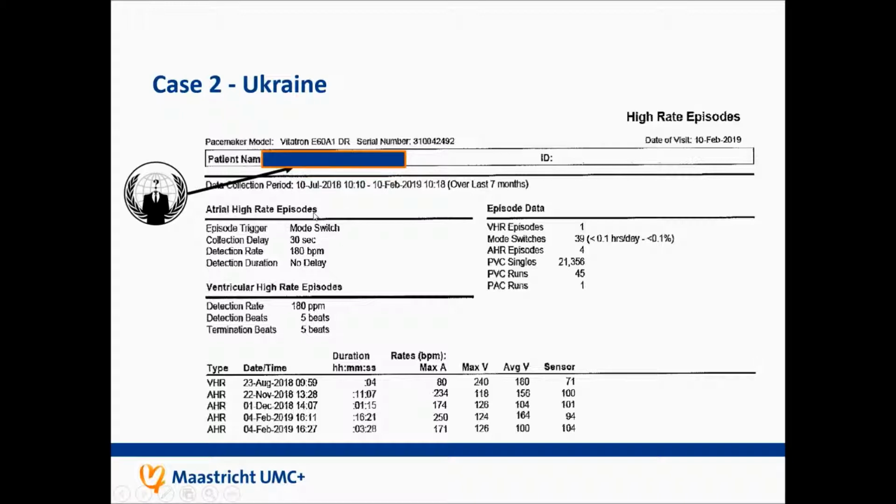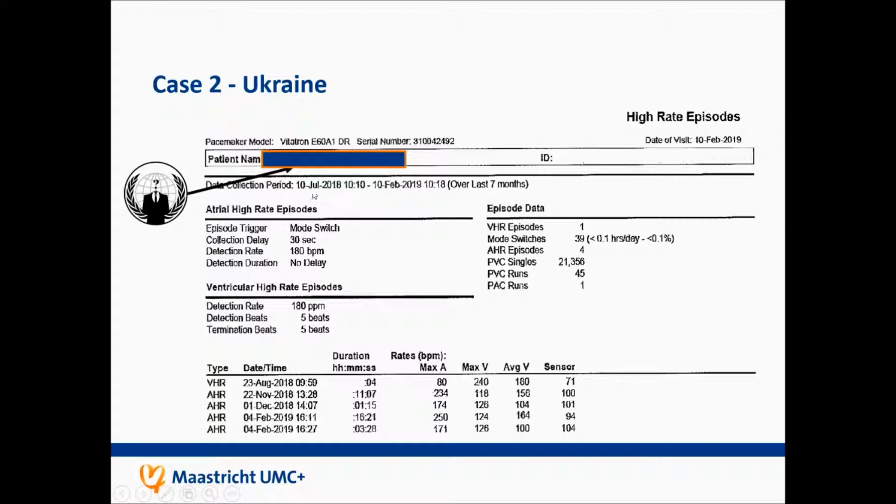Another example from the Ukraine. I had to make this anonymous. It's only the fact that it wasn't anonymous, but for the rest, it was a very nice readout, because on one page I have all the relevant information.